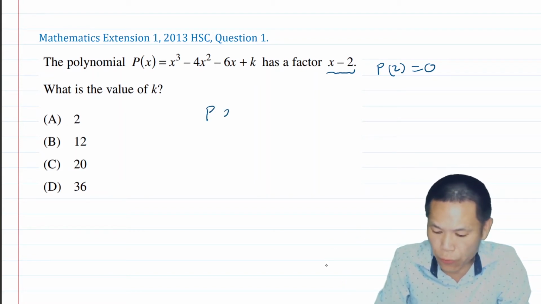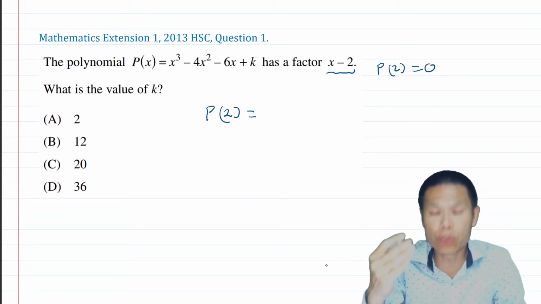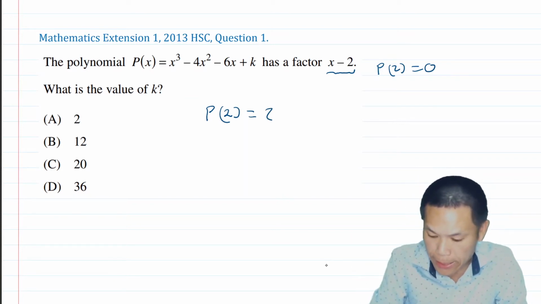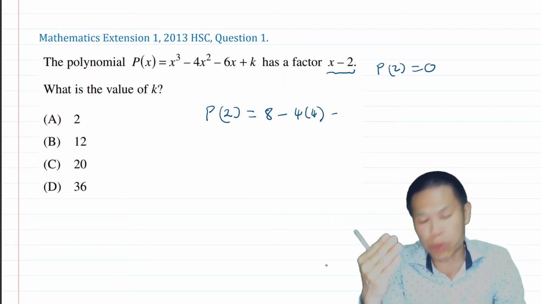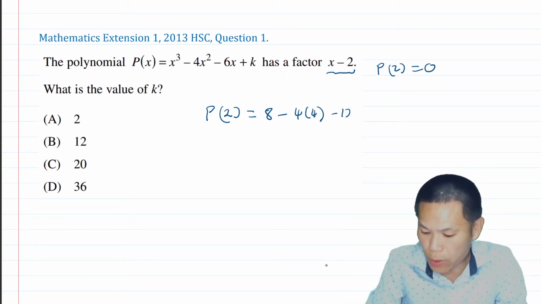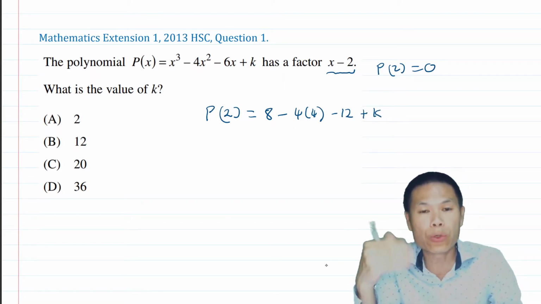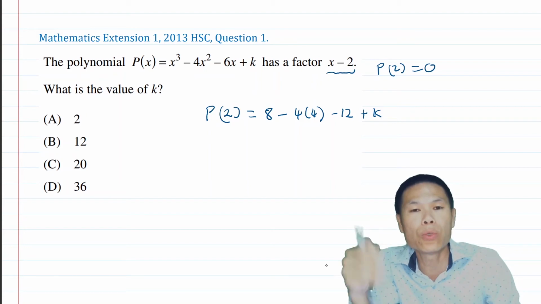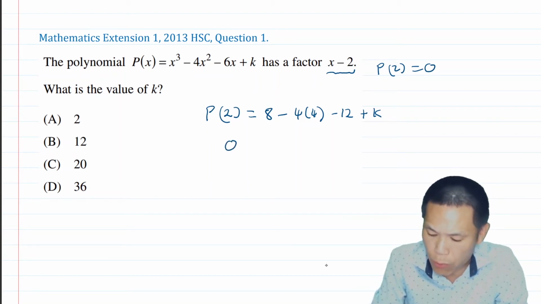So P of 2 first, which is we replace x with 2. So that means 2 to the power 3 is 8. And then we minus 4 lots of 2 squared, which is 4. I just write this down. Minus 6 times 2 is 12. And we add k. And P of 2 is equal to 0 because x minus 2 is a factor of P(x). So we write 0 equals.